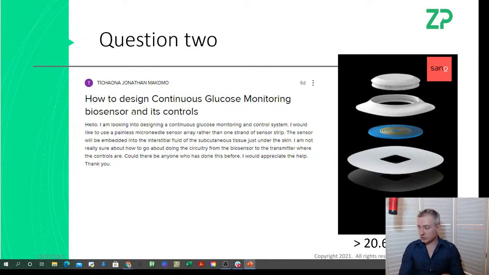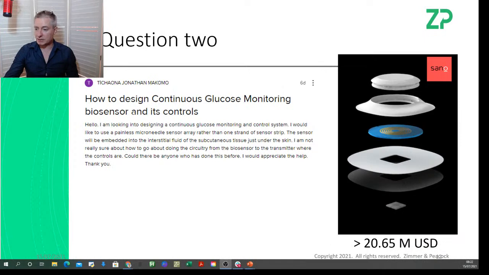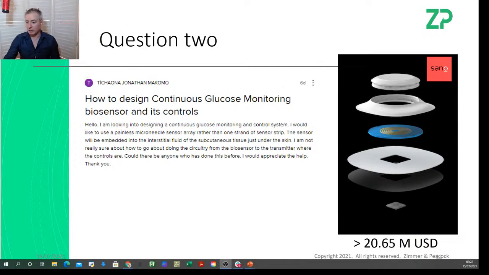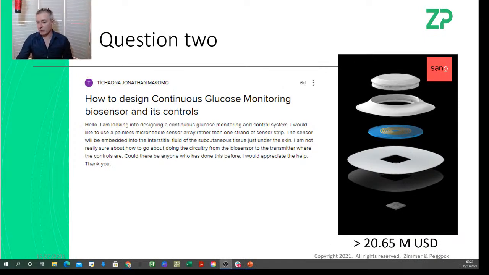I hope you guys appreciate this, because what I'm saying here is, when somebody comes to me and says, I want to make a CGM sensor, I want to put this up for you as a case study. The case study is this. This is a company called Sano Health. They were based in the San Francisco area of California. They were making a microneedle array for doing CGM.